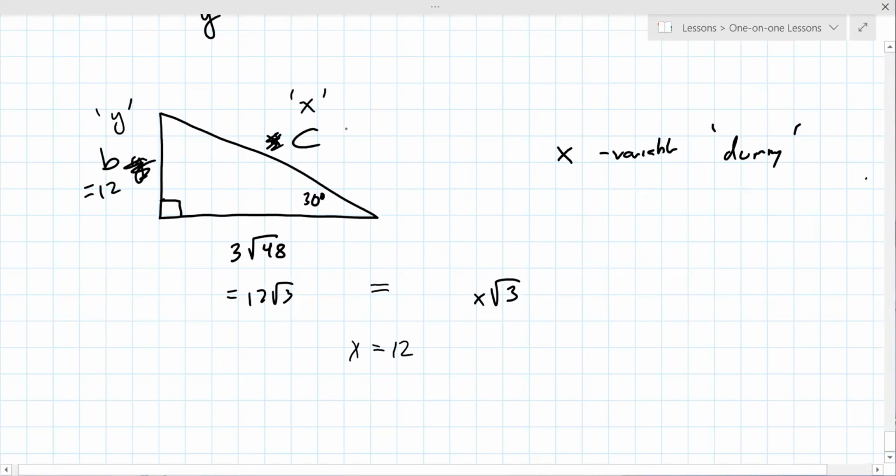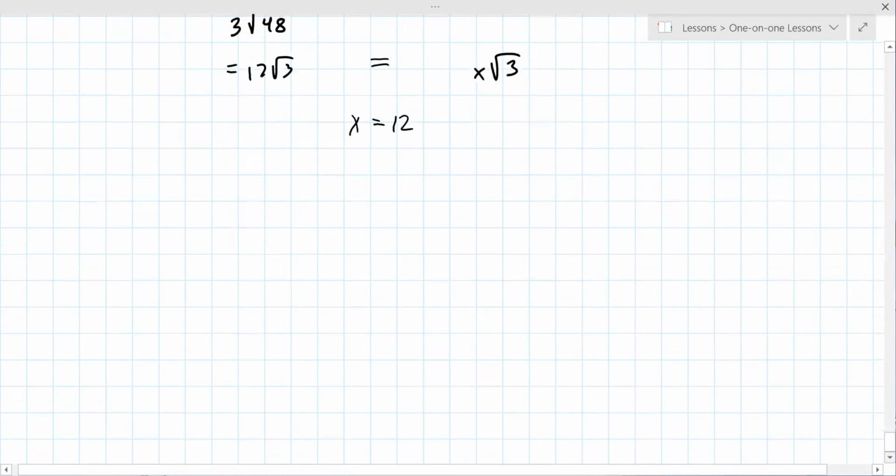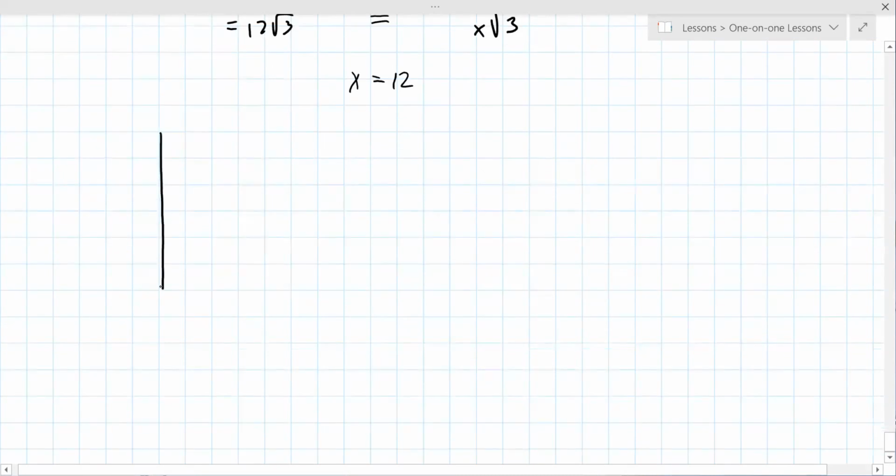And then c is 24. The reason b is 12 is because when you set it equal to the reference side, you get x equals 12. Well, 12 is, when you say x, we're referring to the reference x, the short leg. Okay, let's try another one here.